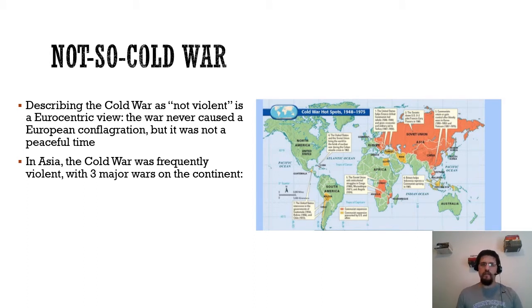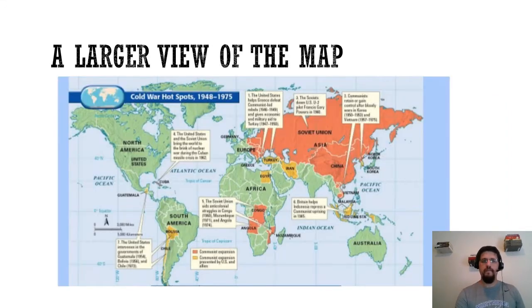And indeed, we're going to start in Asia, and we are going to look a little bit in Latin America and Sub-Saharan Africa as well today. But we're starting in Asia because there were three major land wars in Asia fought during the Cold War. Here's a bigger view of that map showing you kind of where we're going to be talking about today. I know the text is a little bit hard to read, but you don't need to worry too much about that.